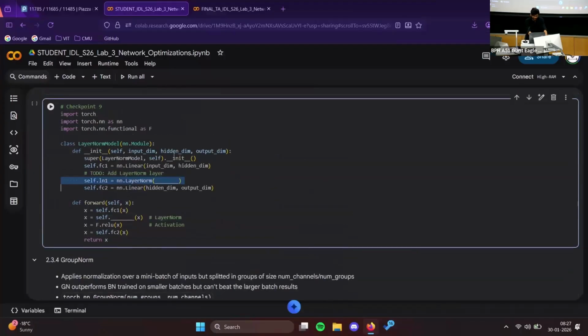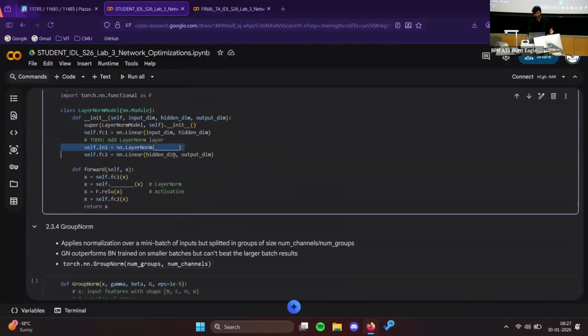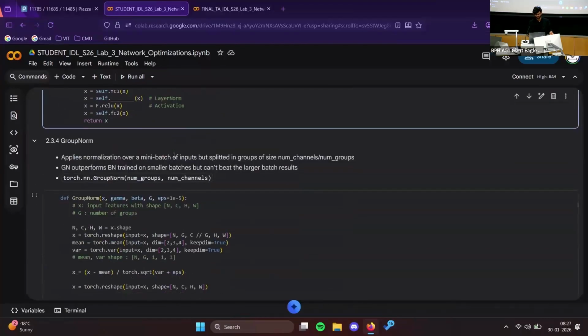These two are widely used, and there is another normalization technique called RMS norm, which is used very widely in large language models, mainly because of efficiency. But I'll not be covering RMS norm, but other than that, we'll be covering a few other normalization techniques such as group norm and instance norm.